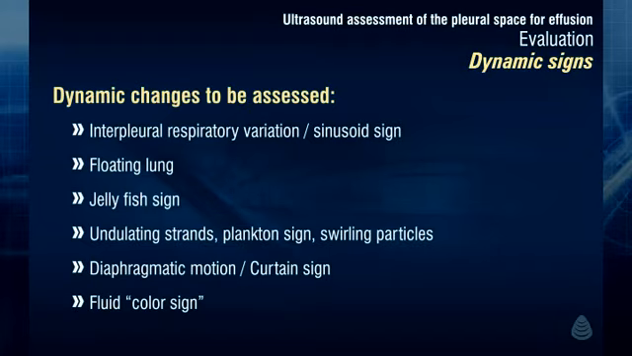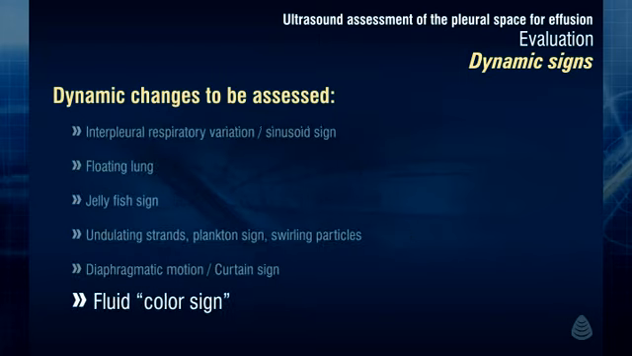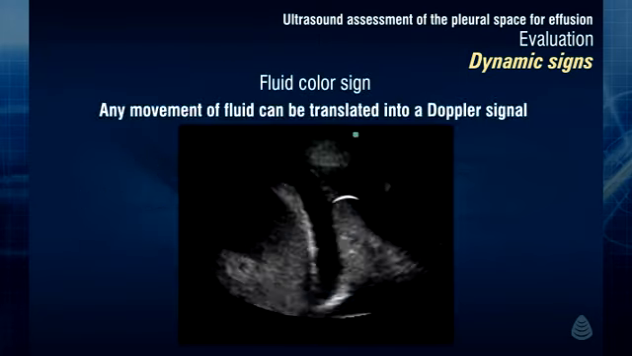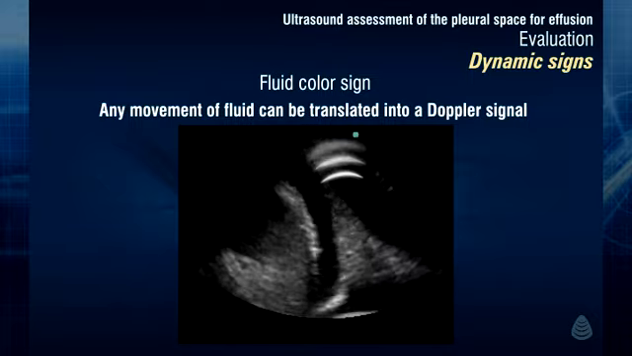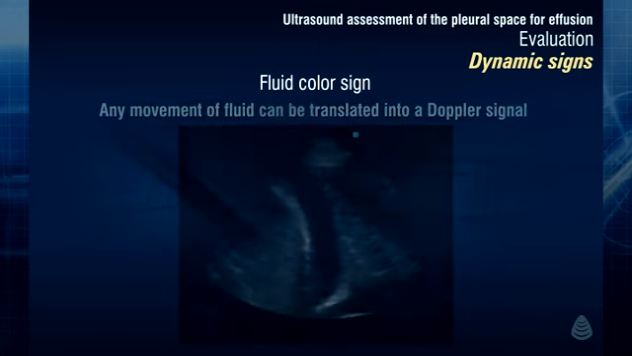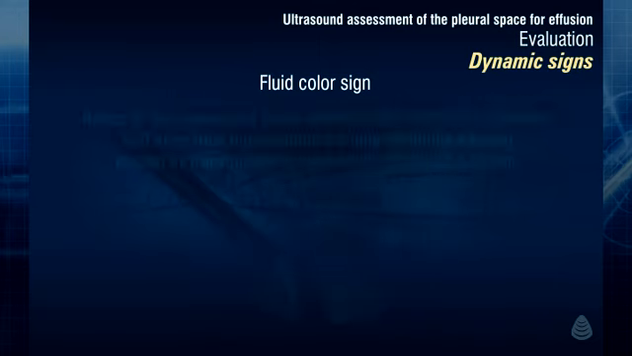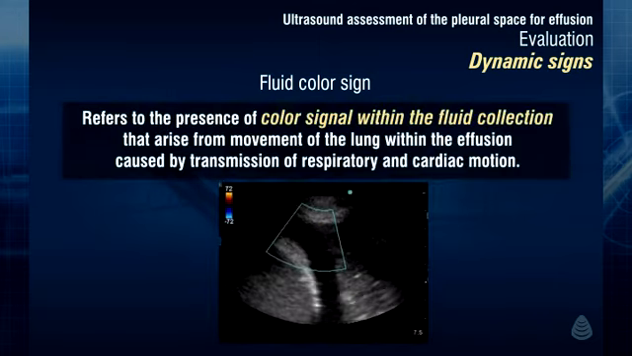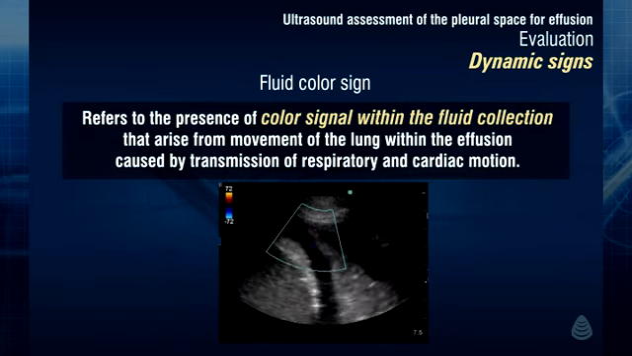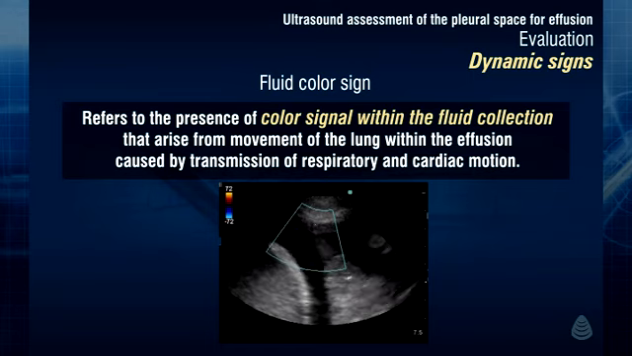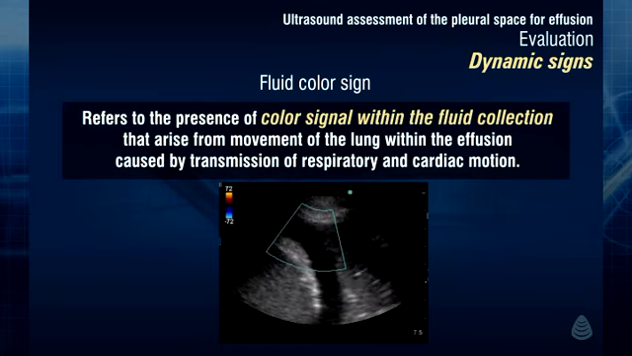The last dynamic sign we will discuss that can be used to identify a pleural effusion is the fluid color sign. Any movement of fluid can be translated into a Doppler signal. The fluid color sign refers to the presence of color signal within the pleural fluid collection that arises from movement of the lung within the effusion caused by transmission of respiratory and cardiac motion.